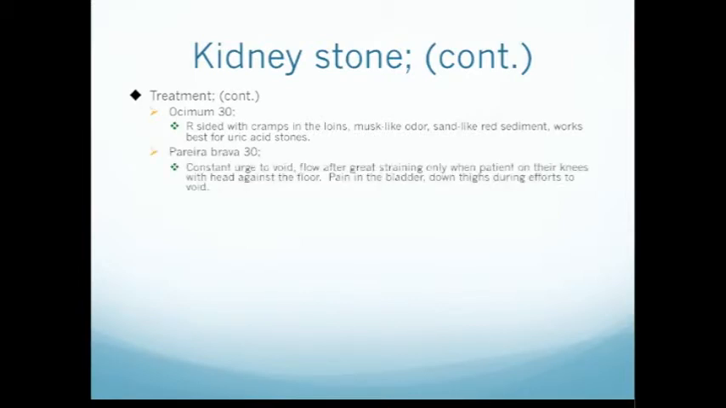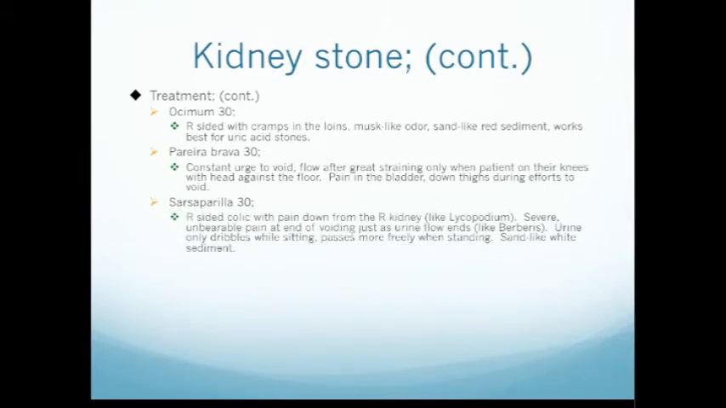Pareira brava 30 is good for constant urge to void. Flow after great straining only when the patient is on their knees with their head against the floor. Pain in the bladder, down the thighs during efforts to void. Sarsaparilla 30. This is for right-sided colic with pain down from the right kidney like Lycopodium. There is a severe, unbearable pain at the end of voiding, just as the urine flow ends, like with Berberis. The urine only dribbles while sitting, passing more frequently with standing. There's a sand-like white sediment.